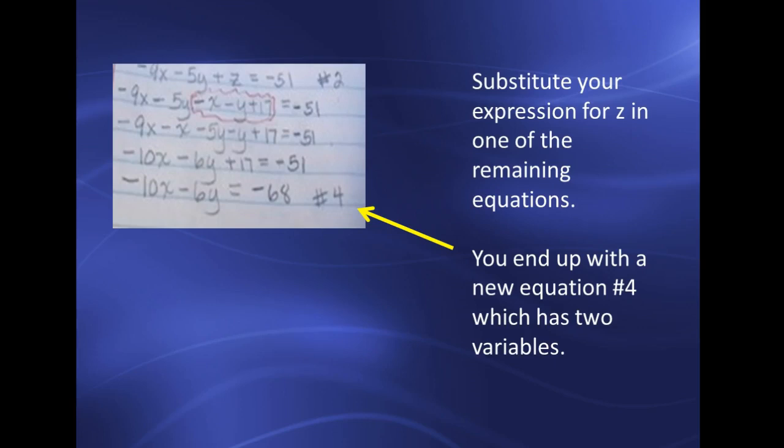Okay, then I go to the second equation, equation number 2, and every place I see z, I substitute my lovely expression. And then I simplify that until I have an equation in standard form that has 2 variables. I named my new equation number 4.